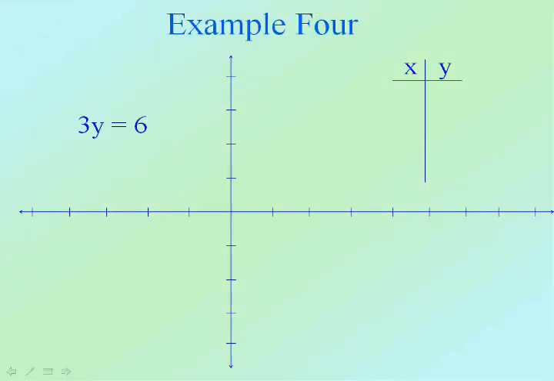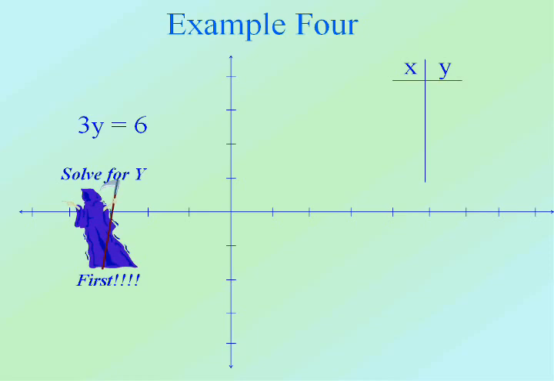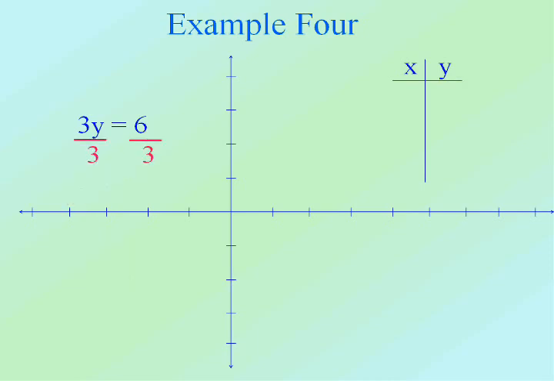This one's a little bit different, but it still follows. Sometimes things are so easy they're hard. Still follows our rules. What's your first step? Get used to that. Who's keeping y from being alone? The 3. He's multiplying. So I'll divide. So in this case, y equals 2.